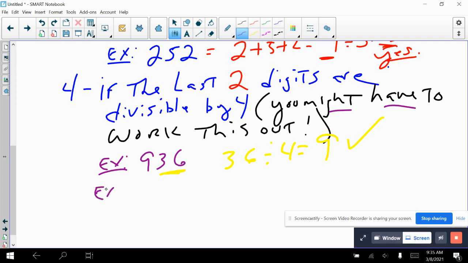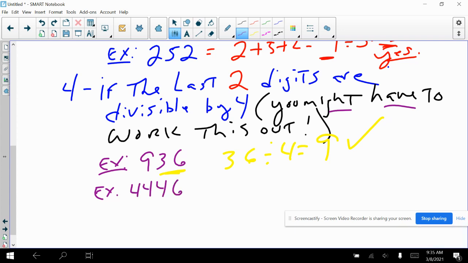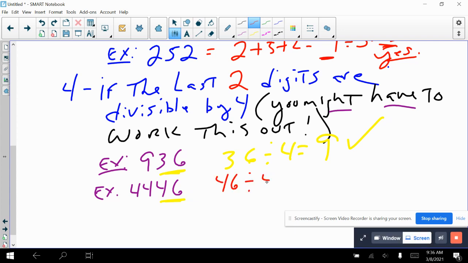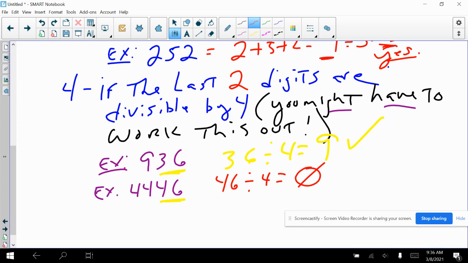What about this example? 4,446. What digits are we looking at? 46. You're right. You're not concerned with the 2 4s out front. Again, this is just knowing your facts. 4 times anything give you 46? No. So 4 is not divisible by 4,446.